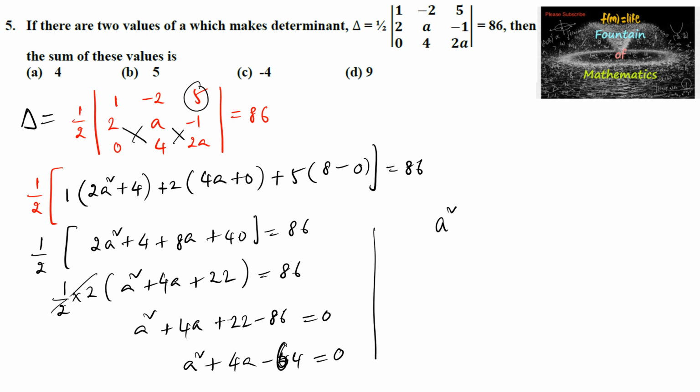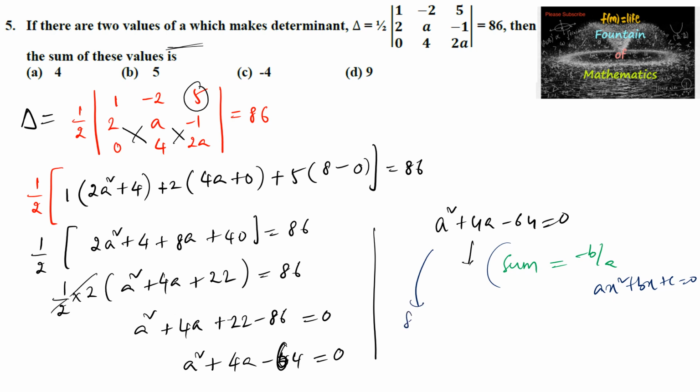And we got the quadratic equation A square plus 4A minus 64 is equal to 0, where A is the root. There are two values of A, and the sum of the roots of the equation is minus B upon A in the quadratic equation AX square plus BX plus C is equal to 0. So the sum of the values of A is equal to minus B by A, that is minus 4 divided by the coefficient of A square, which is 1. So minus 4 is the answer, which is option C.